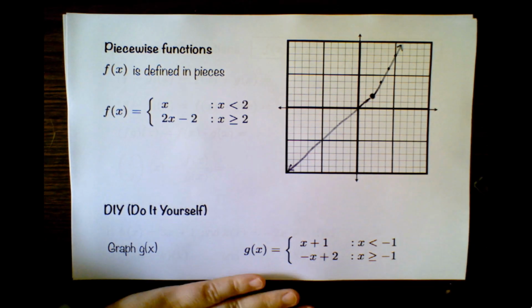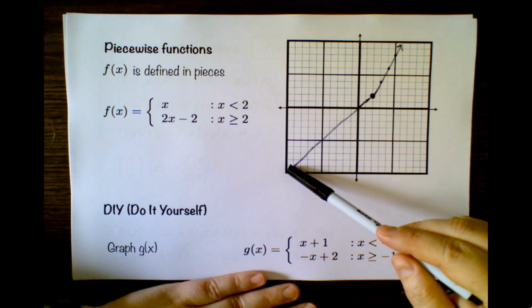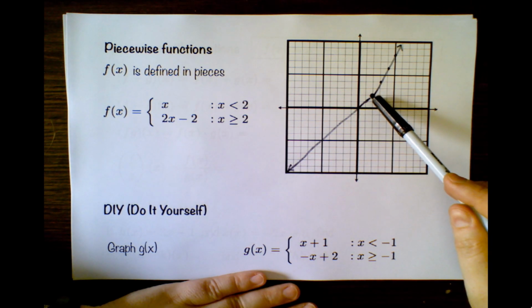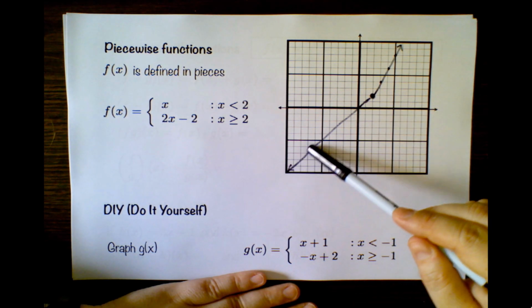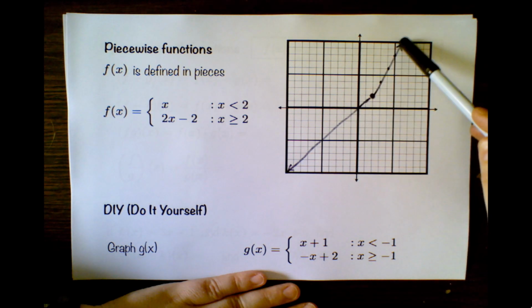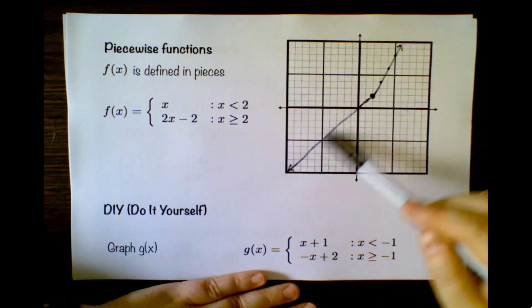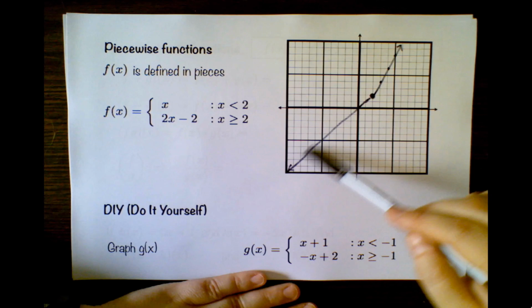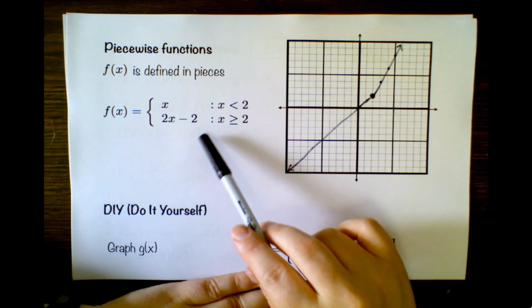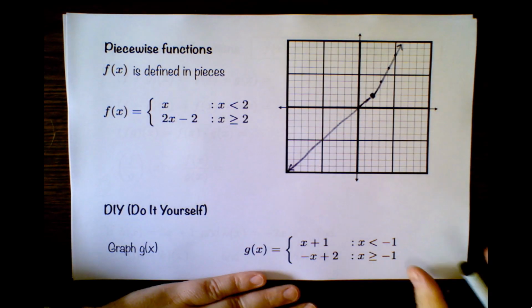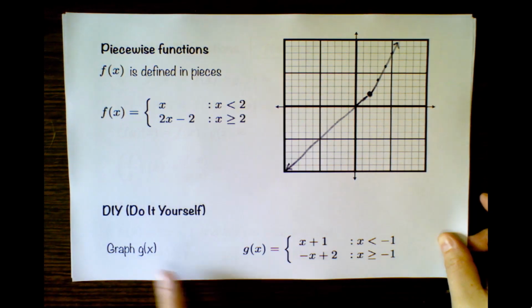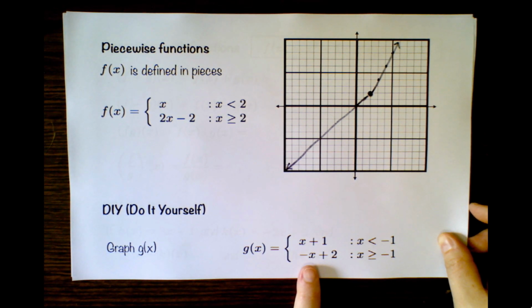By the way, little side note, when you can, since these hooked up or connected, I can trace this function without lifting my pen up from the paper. That's called continuous. So it turns out that this function is continuous even though it's a piecewise defined function. Go ahead and graph this piecewise defined function for yourself.